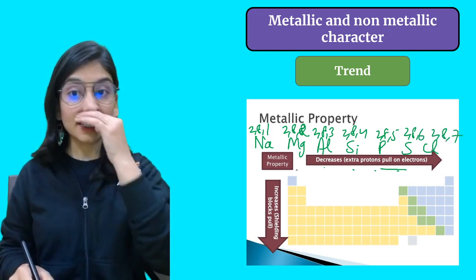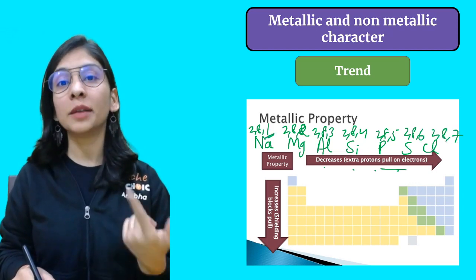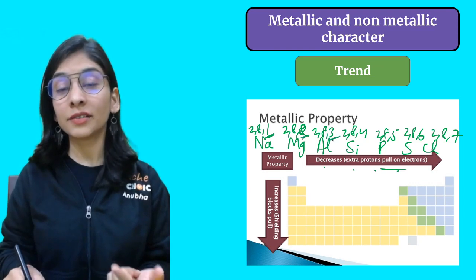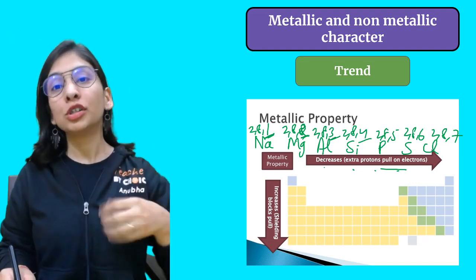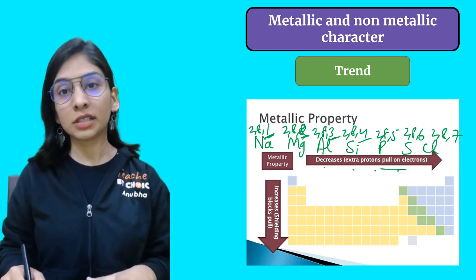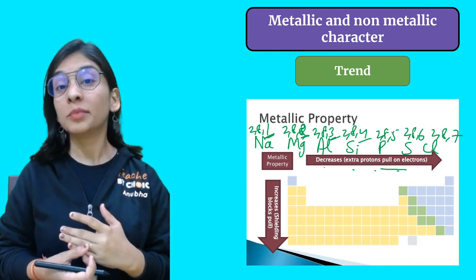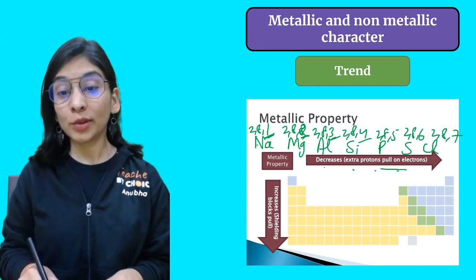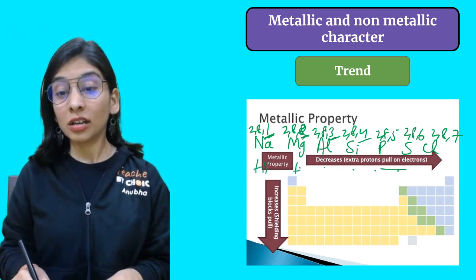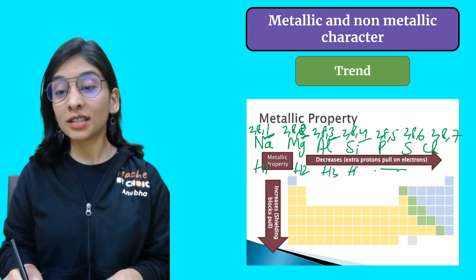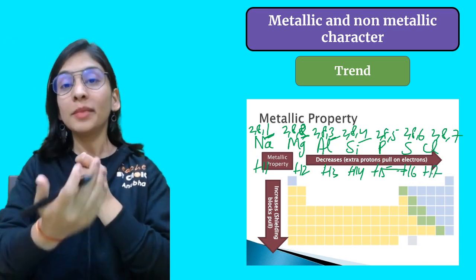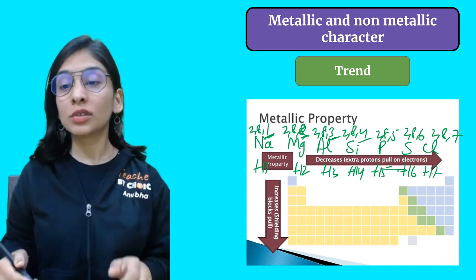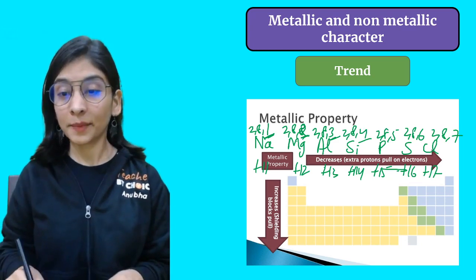And you see that there's a tendency to lose electrons. One electron can be lost easily, two a bit difficult, three more difficult. Four, five, six, seven electrons won't be easy to lose. A tremendous amount of energy is required, which is not a good possible decision. And one more way to explain it: my nucleus is getting more and more positive, my nuclear charge is increasing. My nucleus getting strong means pulling my electrons strongly, so it won't be able to lose them. So metallic character decreases.